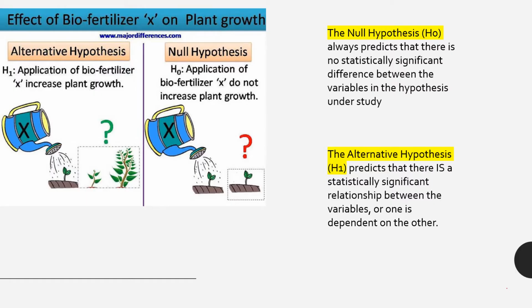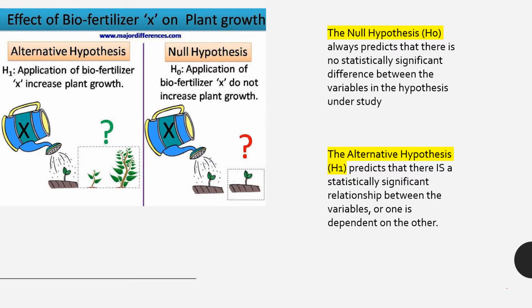Now, our second hypothesis is really what we think is going to happen. This is where our inferences come in, and this is really what we're going to test. So the alternative hypothesis predicts that there is a statistically significant relationship between the variables, or in other words, one variable is dependent on the other.